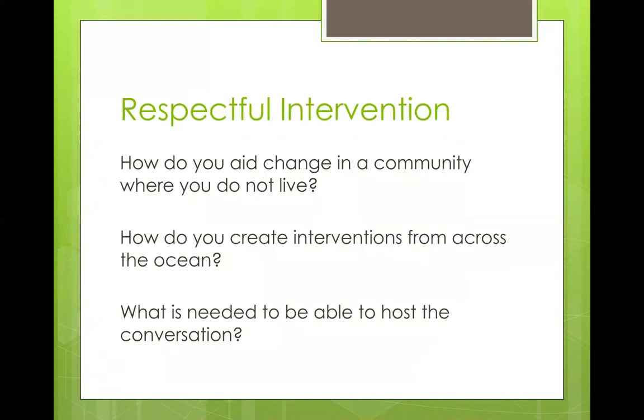within Rwanda. As I was first looking at the possible interventions, I was looking at some really large-scale options on the table, including opening an abortion clinic or working with the providers to do training with patients in the hospitals. And I really needed to ask myself some basic questions. How do you aid change in communities where you don't live? How do you actually affect change this far away? And really, what is needed to host conversations about what people in Rwanda want and need?